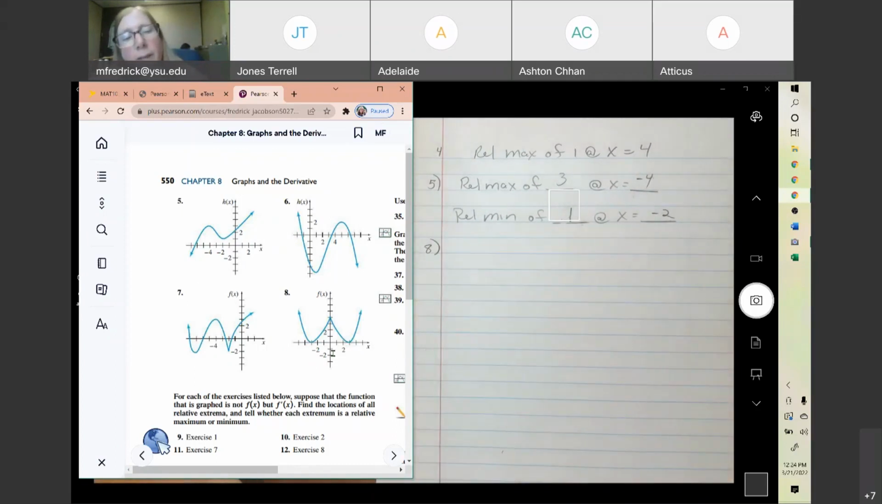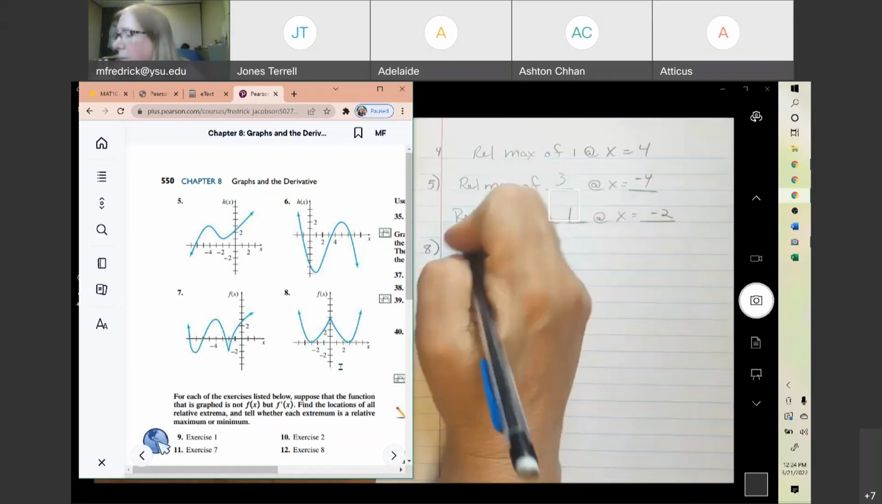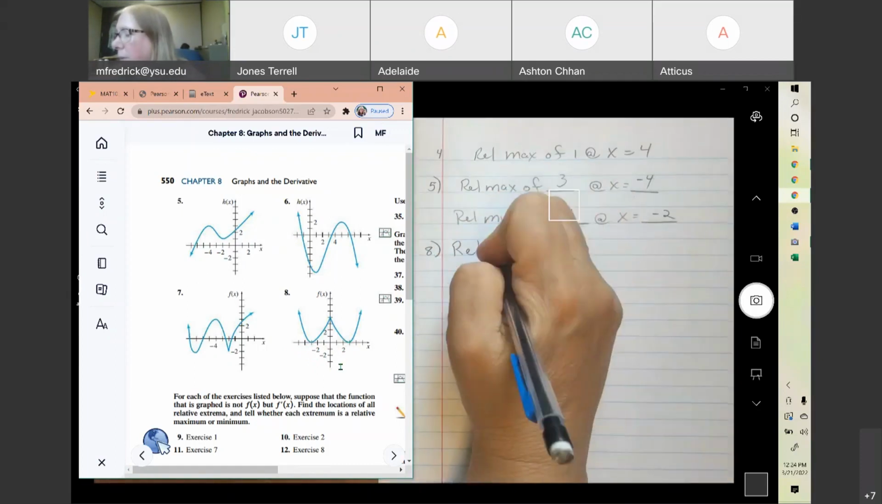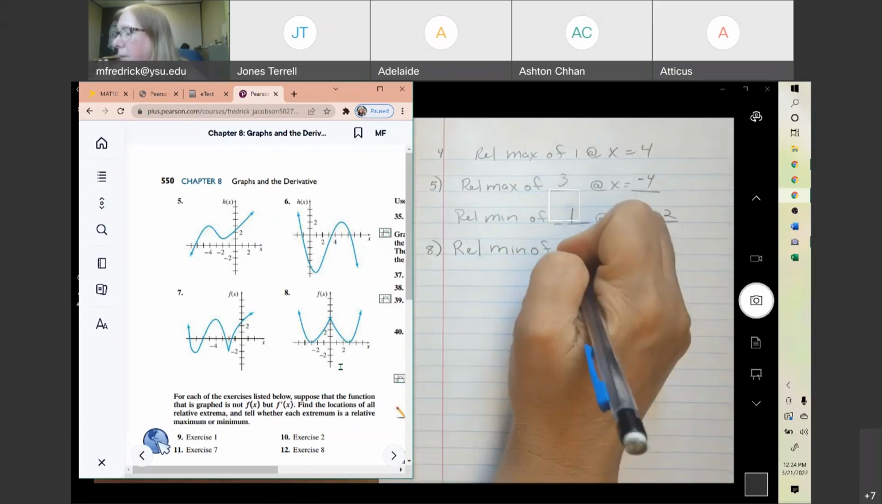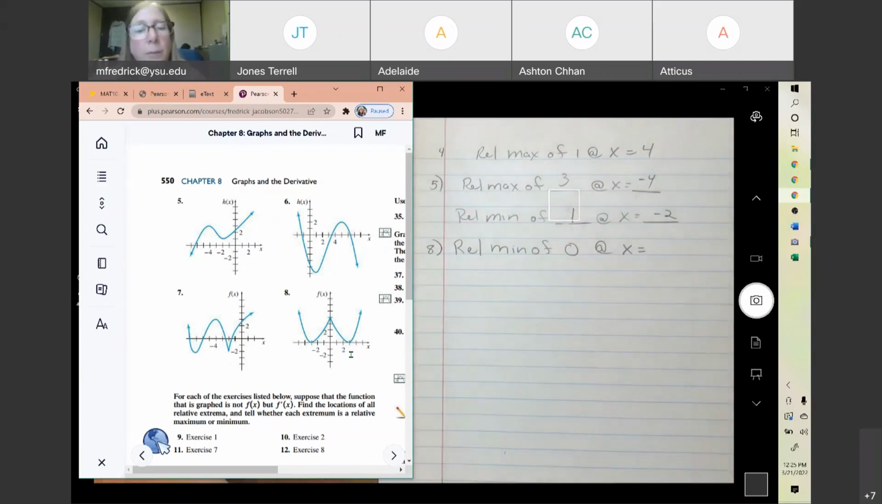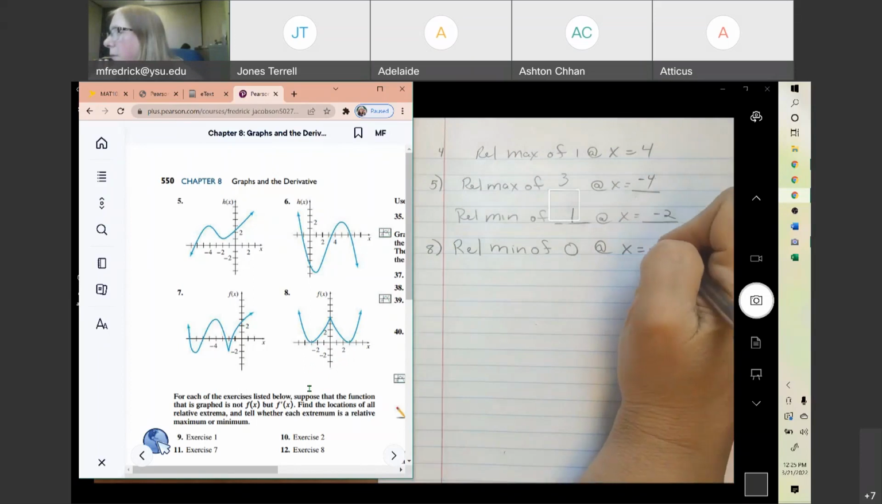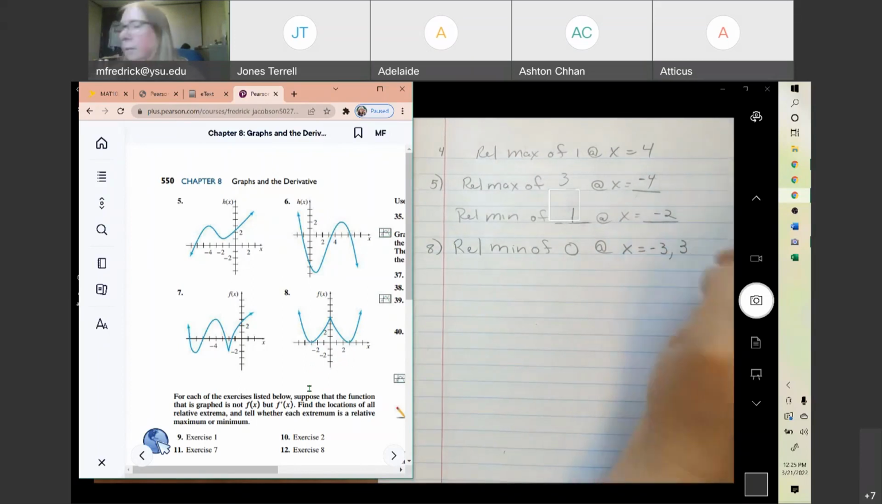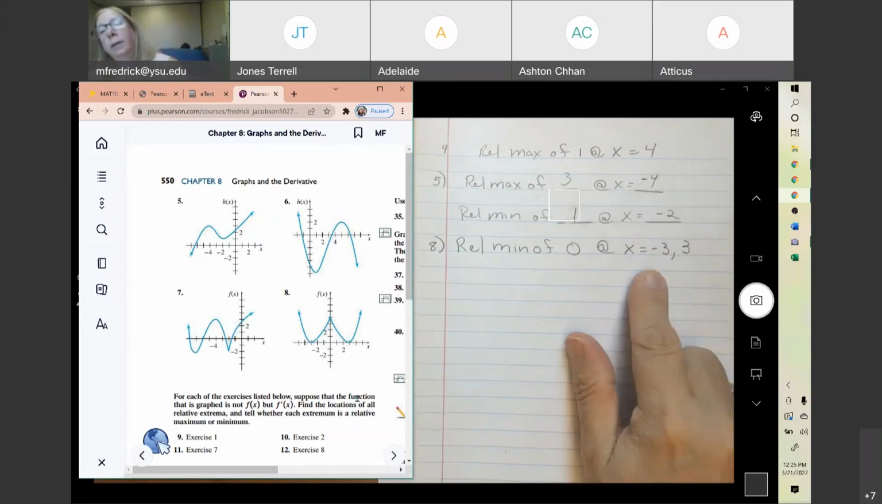Number 8, notice that there are 2 mins and the minimum value is the same, it's 0. So a lot of times what they'll do is a relative min of 0, and then it's at 2 points. X equals 3 and -3. So when there's a low and it's the same value, then they'll put them together. If it wasn't the same value, you'd have to write them separately. But since they both go down to 0, you can write them together.